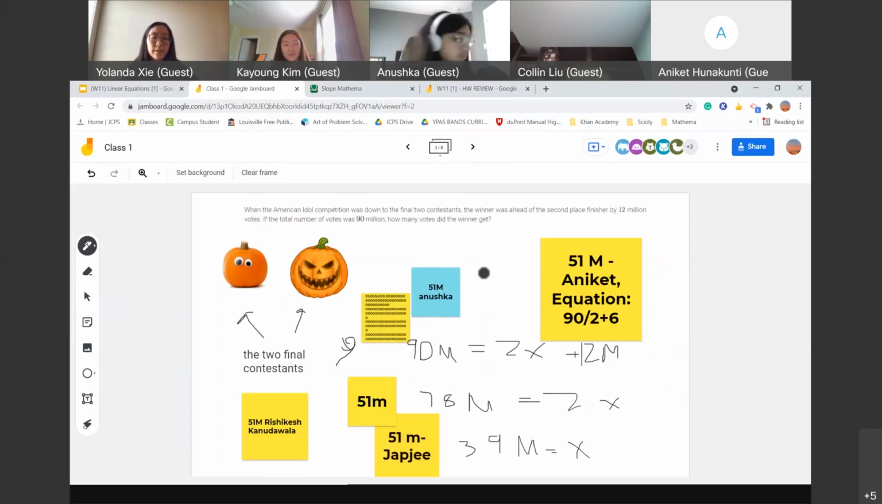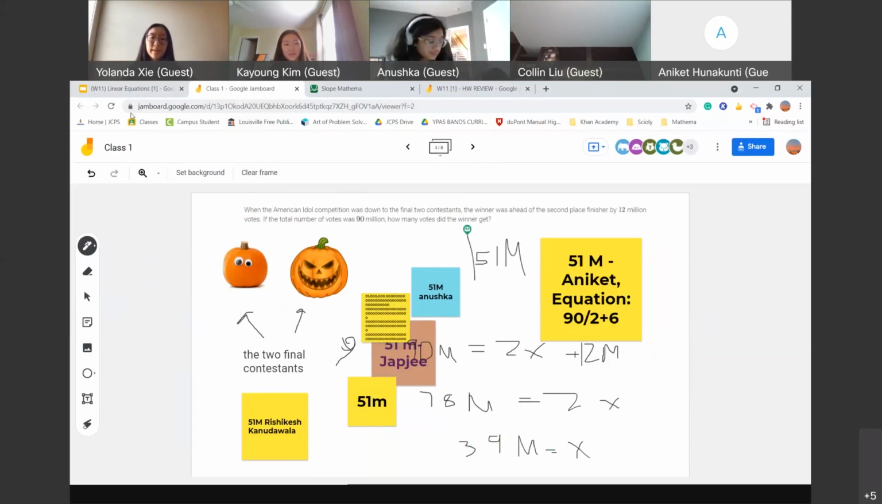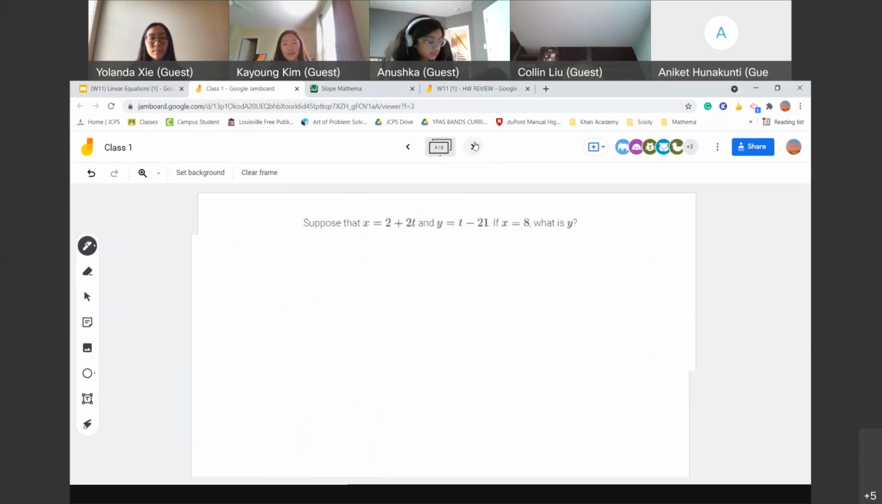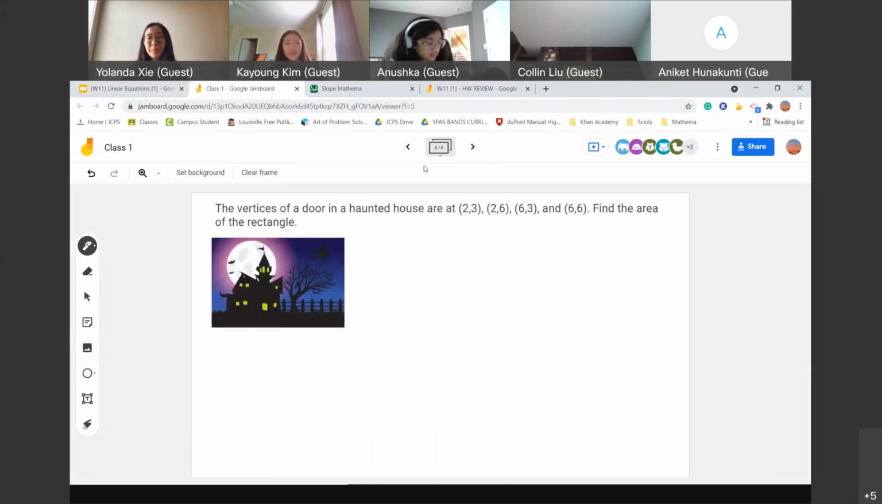And we have to add 12 to that to figure out how many votes the winner got, which is going to be 51 million, like you guys are all putting now. So good job if you got that. Okay, so I think we should do just one more problem and go to the Kahoot, because we actually have more than one Kahoot today. They're both short, but we have two. So let's do this one.